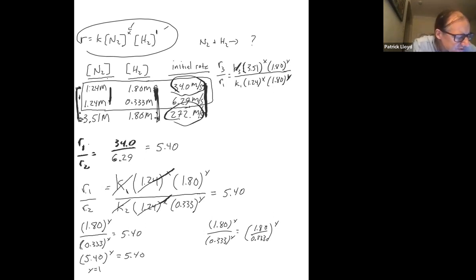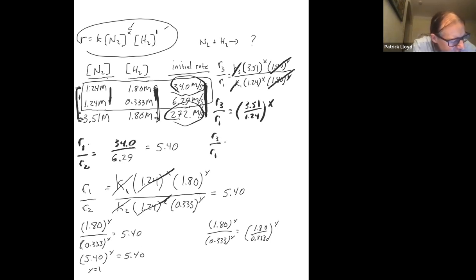Same thing. K is constant, so that divides out. 1.8 to the y is constant, that divides out. So R3 over R1, since it's the same exponent, you can write it as 3.51 over 1.24 to the x.